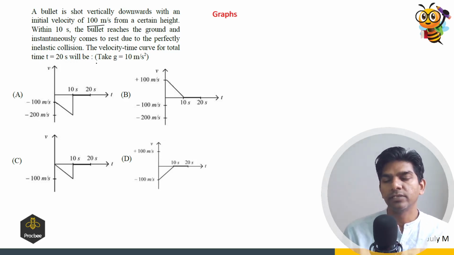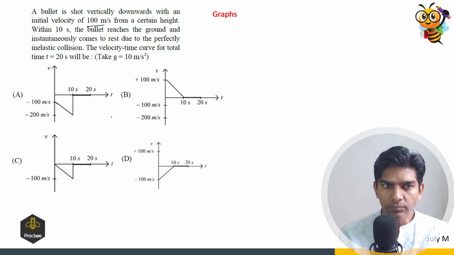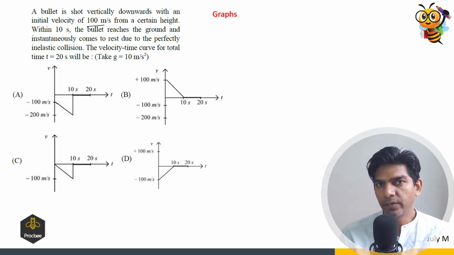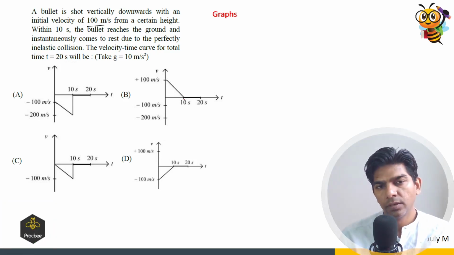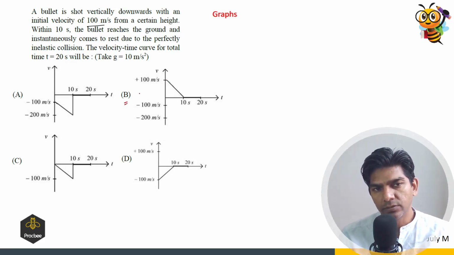So we know that after 10 seconds the ball will come to rest, and the initial velocity was nonzero. Its speed will keep on increasing as it is going down. So we can use elimination. If you look at option B, here the speed is decreasing. So option B is incorrect because it should increase up to 10 seconds.